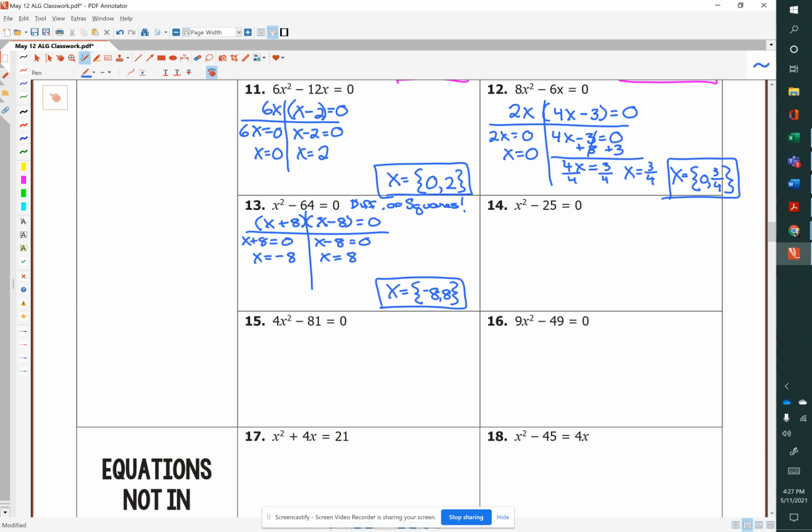And we also have a difference of squares with number 14. So that would be x plus 5, x minus 5 equals 0. So let's solve both of those. X plus 5 equals 0, and x equals negative 5. And with x minus 5 equals 0, x equals positive 5. And those are our two solutions.